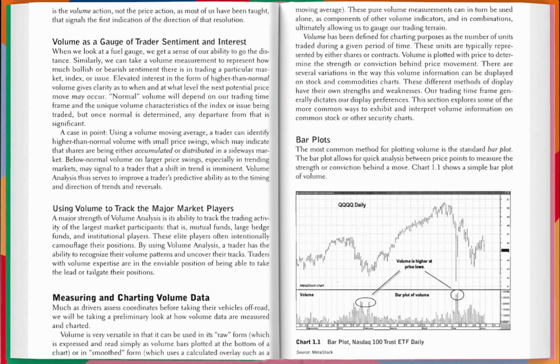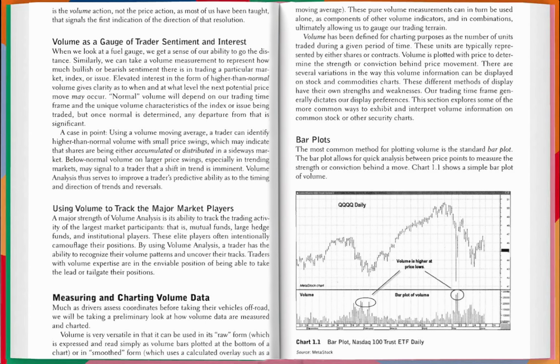Volume has been defined for charting purposes as the number of units traded during a given period of time. These units are typically represented by either shares or contracts. Volume is plotted with price to determine the strength or conviction behind price movement. There are several variations in the way this volume information can be displayed on stock and commodities charts. These different methods of display have their own strengths and weaknesses. Our trading time frame generally dictates our display preferences.